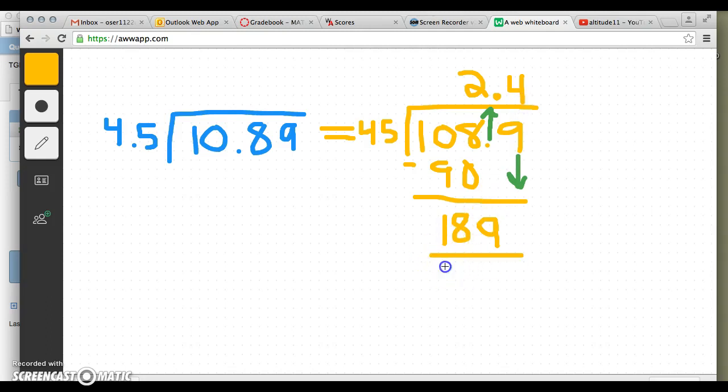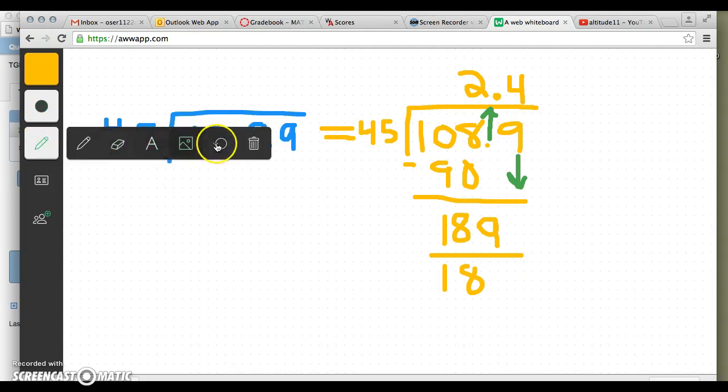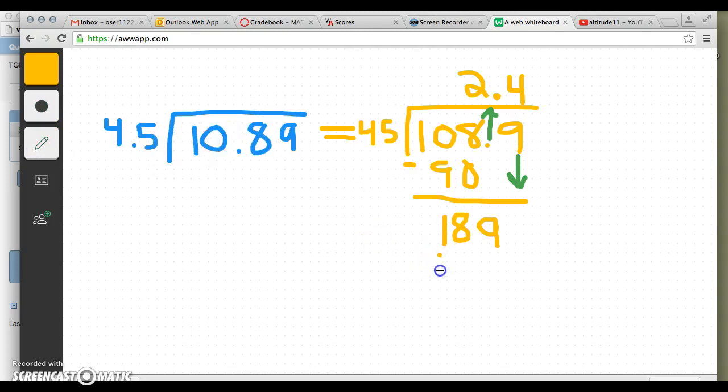So 45 times 4 we just saw was 180. Oh, excuse me, I'm not sure why that horizontal line was in there. Let's get rid of that really quick. 180. Now we want to draw in our horizontal line and subtract. So 189 minus 180, that leaves us with 9.